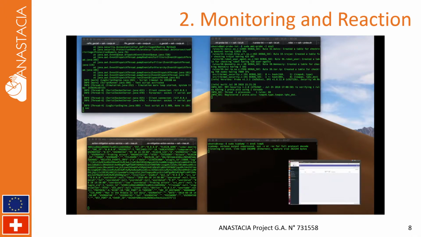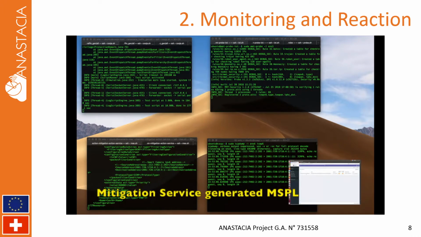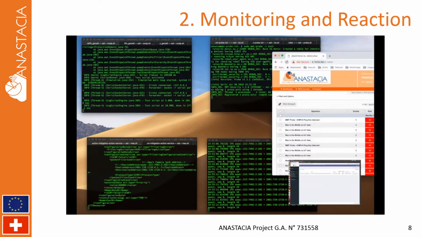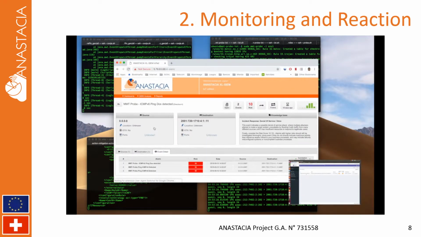We now see that the attack has been started and we received some packets on the victim. The mitigation action service has also generated the MSPL and already sent it to the security orchestrator. We also see the detected attack in the XLCM interface, where we can clearly see that an ICMP flooding has been detected, and some other information like the origin and destination addresses.